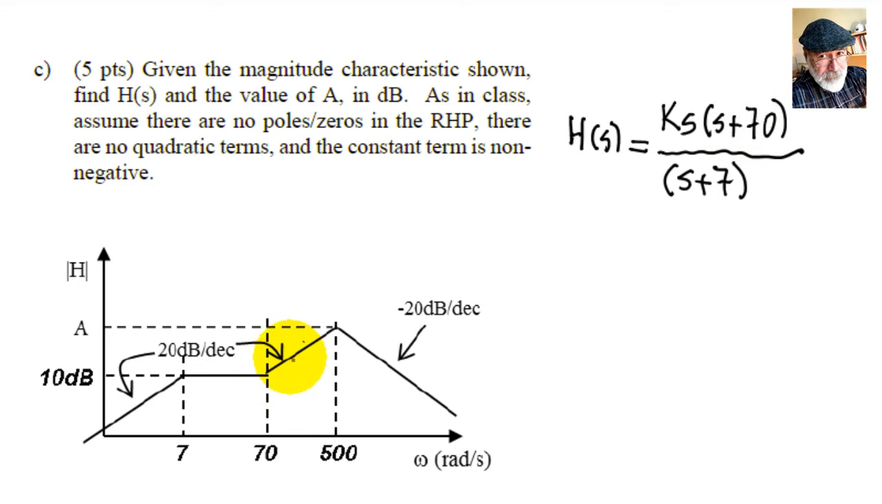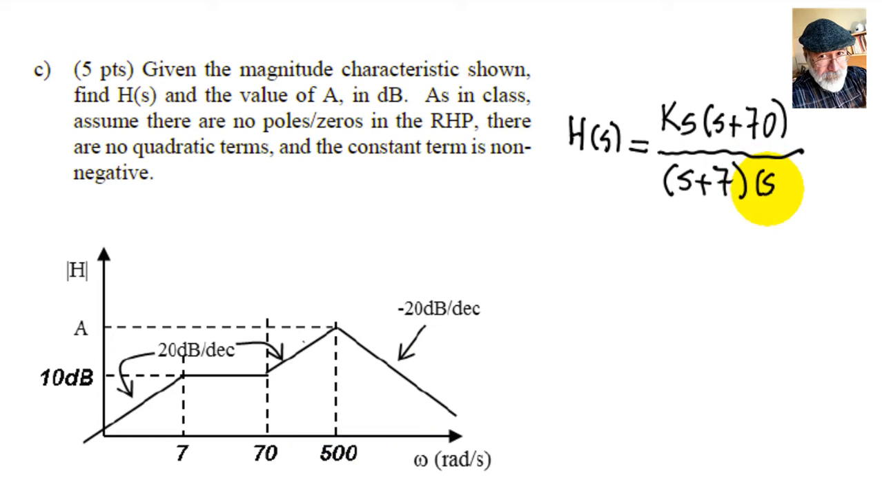And finally, at 500, the slope changes from plus 20 decibels per decade to negative 20 decibels per decade. That is a dive of negative 40 decibels per decade. So 500 is a double pole.